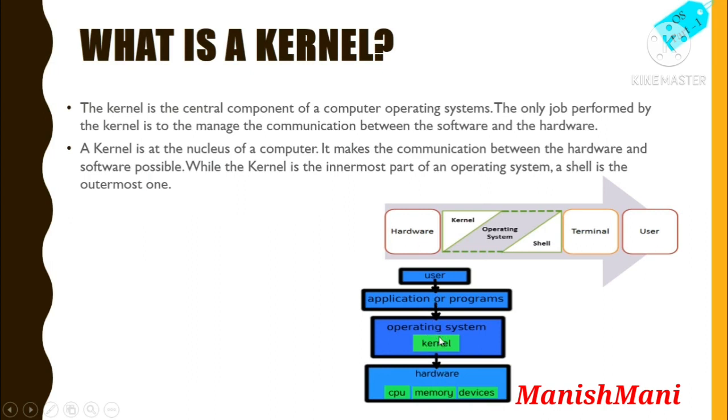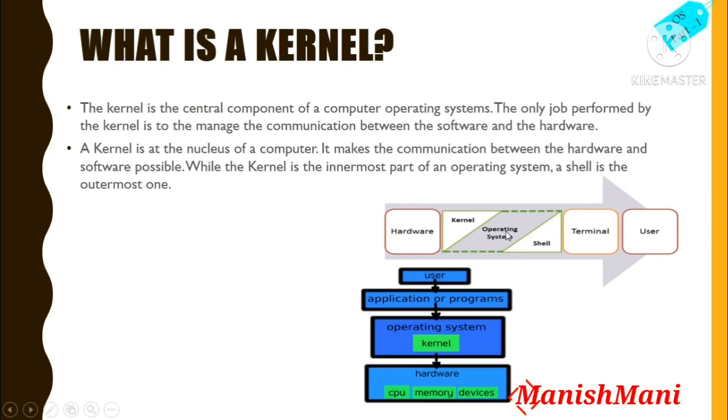ठीक है. A kernel is at the nucleus of a computer. It makes the communication between the hardware and software possible. While the kernel is the innermost part of an operating system, a shell is the outermost one. We can see here is the hardware and that is the software. And between this there is the operating system, an operating system containing the kernel. It makes the communications between hardware and then software possible.